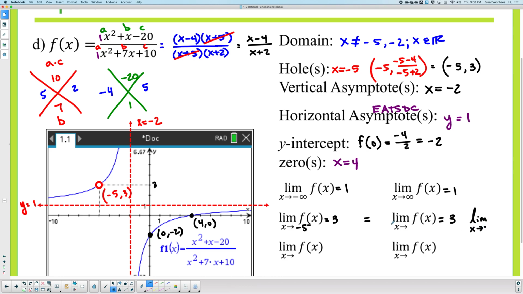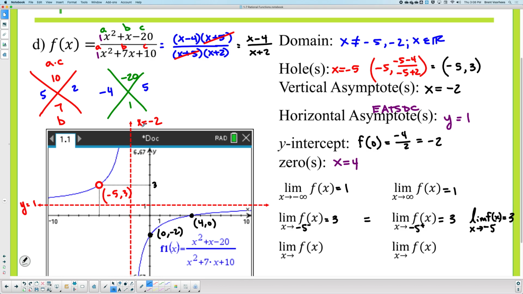Because they are equal to each other, the limit would exist. This is a negative 5 with a plus. The limit at negative 5 exists, and that limit is 3. You don't need the plus and the minus if it's the same for both, which they are. So you could just say it's the limit of 3. Okay, those are all equal to one another.